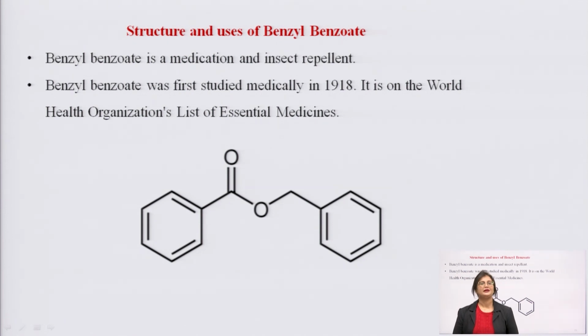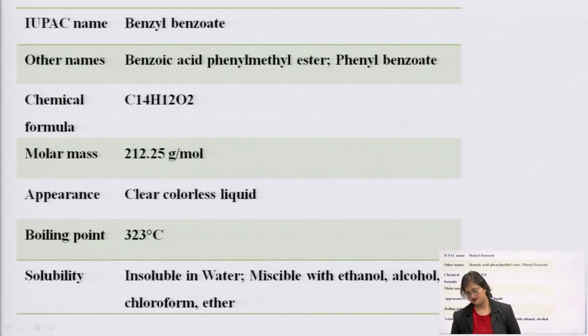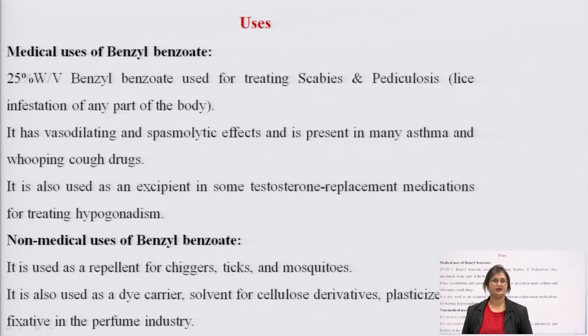The next compound is benzyl benzoate. It is a medication and an insect repellent. It was first studied medically in 1918. These are a few characteristics of benzyl benzoate. Talking about their medicinal uses, 25% of benzyl benzoate is used for treating scabies and pediculosis. It is also used as an excipient in testosterone replacement therapy. It has a lot of non-medicinal uses as well.